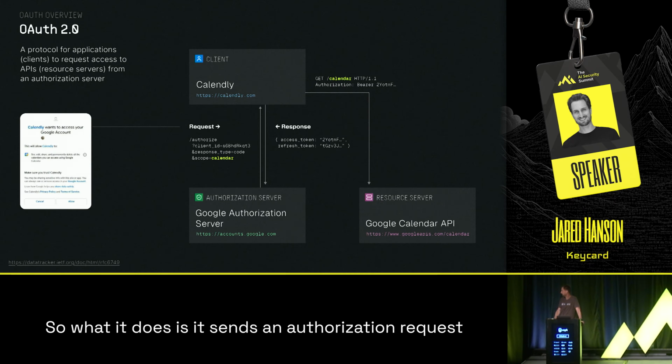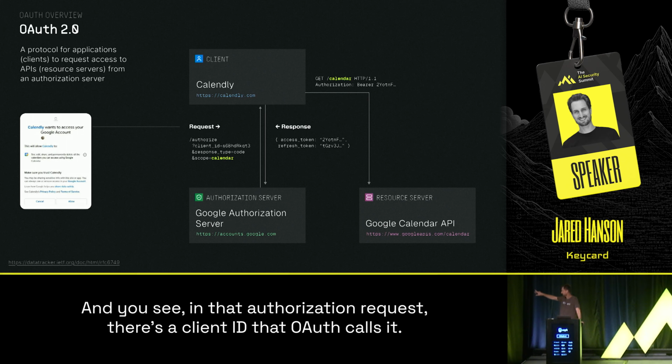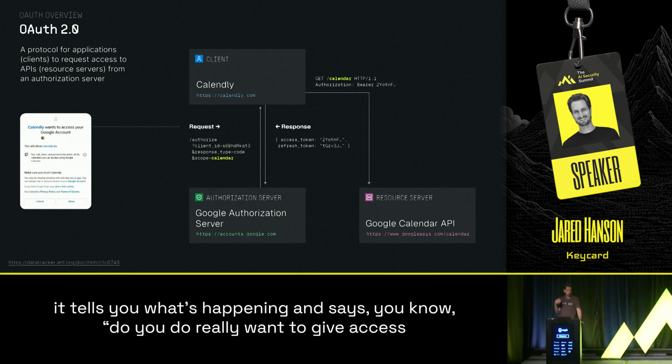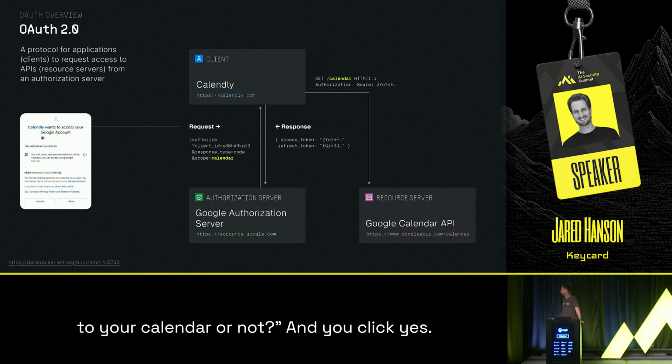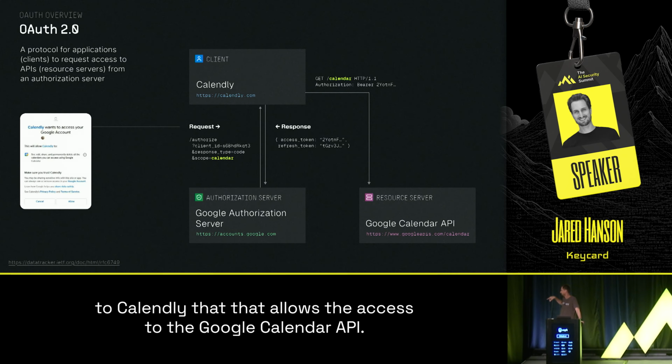So what it does is it sends an authorization request to Google saying, hey, I would like to access this user's calendar. And you see in that authorization request, there's what OAuth calls a client ID. I'm not going to get into too much of the details here, but Google steps in and tells you what's happening. It says, do you really want to give Calendly access to your calendar or not? And you click yes. And what happens is Google issues an access token over to Calendly that allows the access to the Google Calendar API.